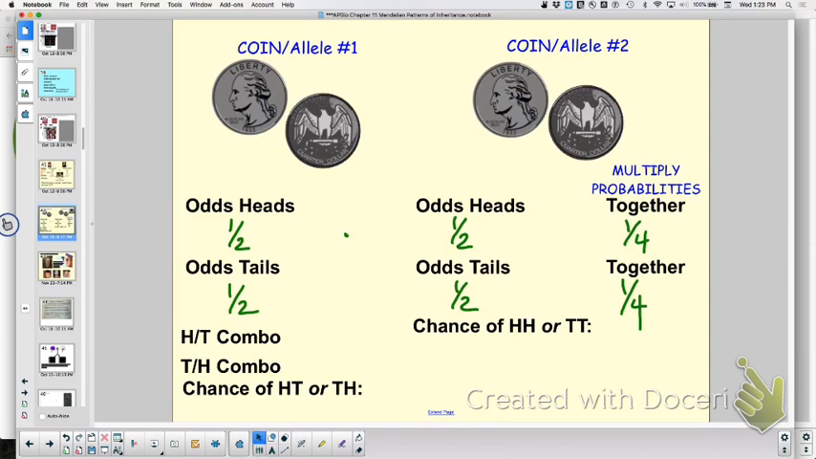Now, it so happens that I'm pregnant. I'm not. I'm pregnant, and so is my best friend. She is also pregnant. What are the odds that I give birth to a girl?